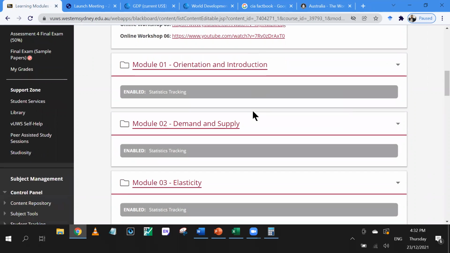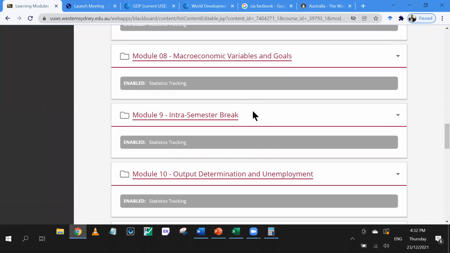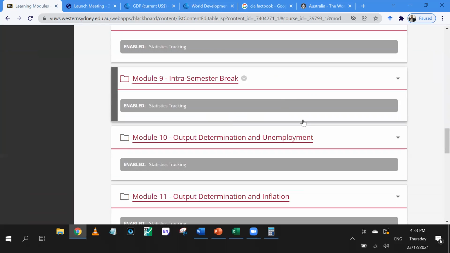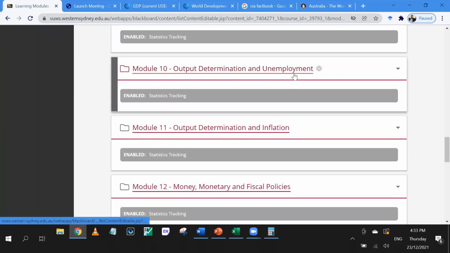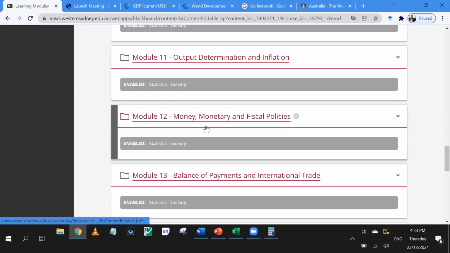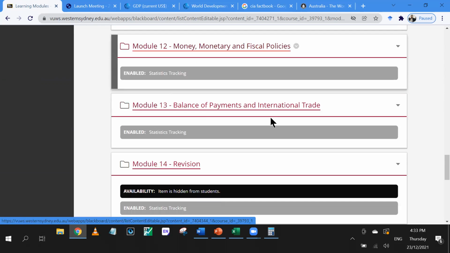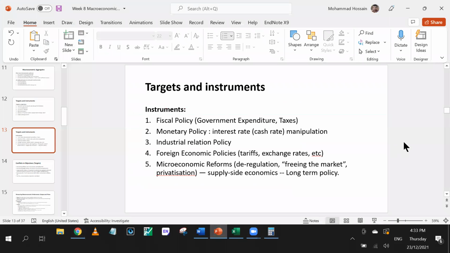Let's see this in here. After chapter 8, 9, you'll see. Unemployment, we have one chapter. Inflation, we have another chapter. Monetary and fiscal policy, we have another chapter. Balance of payments, we have another chapter. See that? So we'll talk about these things in detail after you come back from the Christmas and New Year break.